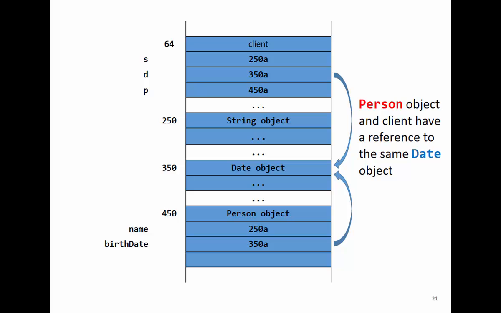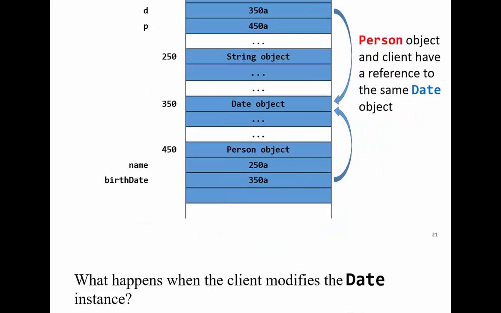While here, we have the person object and the client, they have the same reference for the date. So they don't have the actual object. They have only the reference where the object lives in the memory. That is the example of the aggregations.